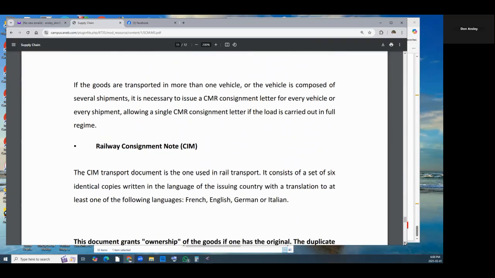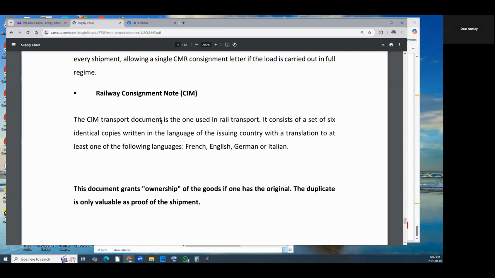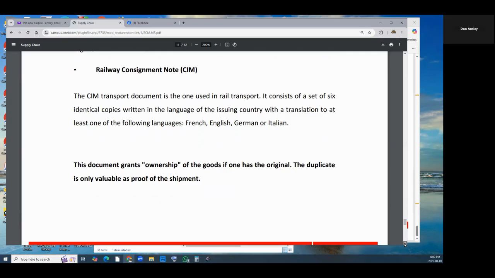Railway Consignment Notes, CIM. The CIM transport document is the one used in rail transport. It consists of a set of 6 identical documents written in the language of the issuing country with translation to at least one of the following languages: French, English, German, or Italian. This document grants ownership of the goods if one of them has the original. The duplicate is only valuable as proof of the shipment.